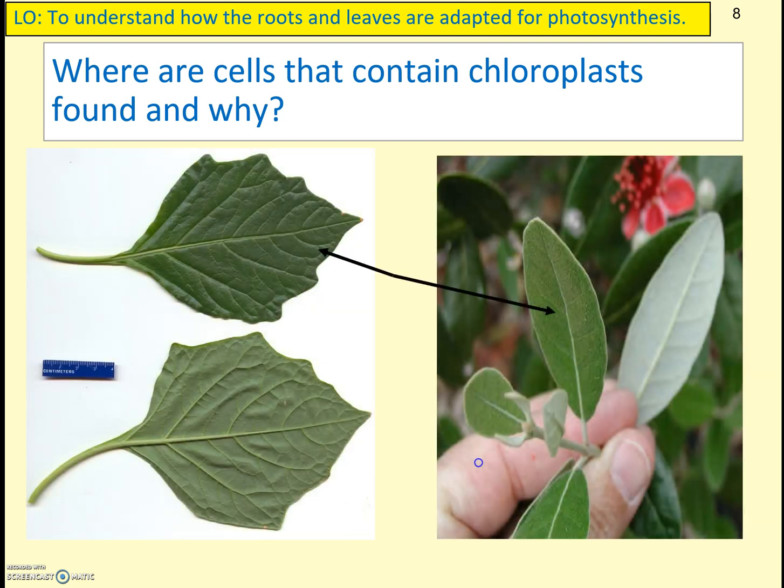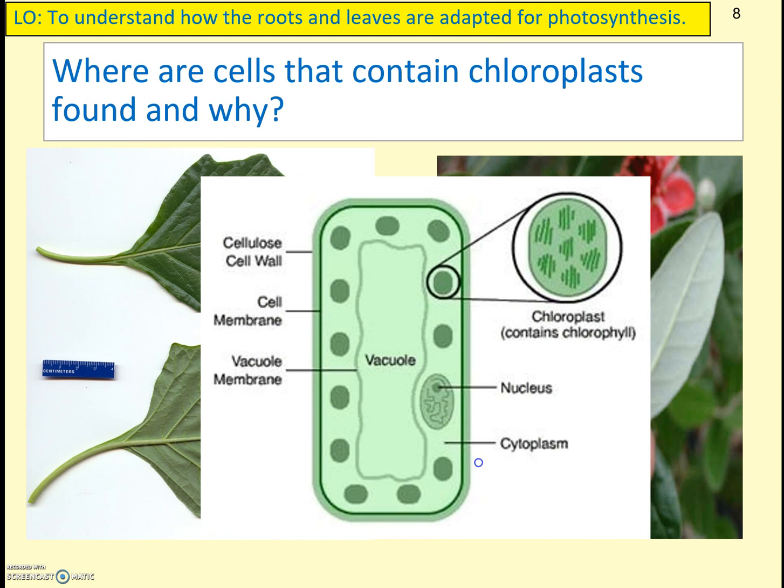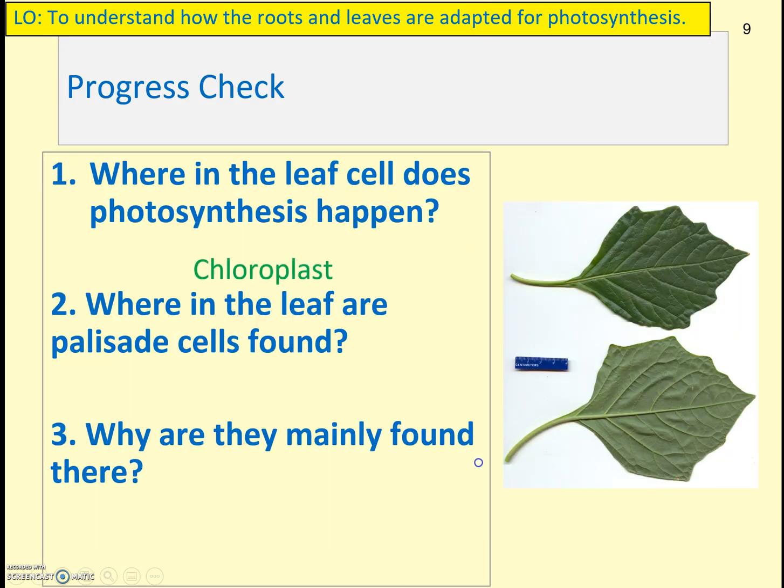You will notice that the cells that contain chloroplasts are found on the top layer of the plant as they need to easily access the sunlight. The chloroplast, which is from the Greek word chloros, which means green, as we can see from the color here.